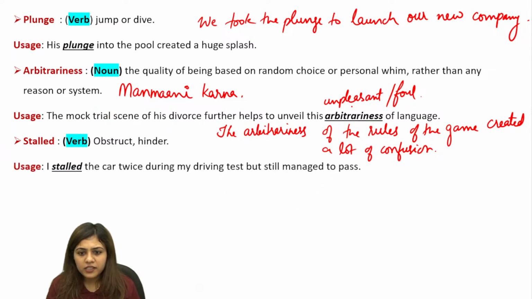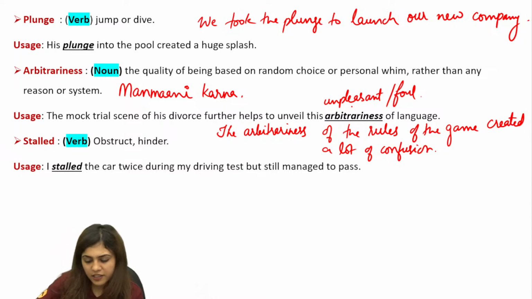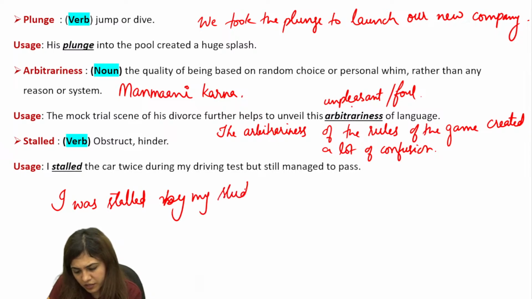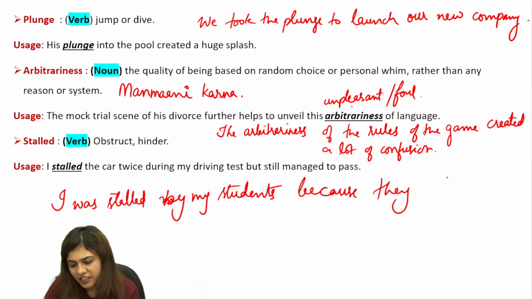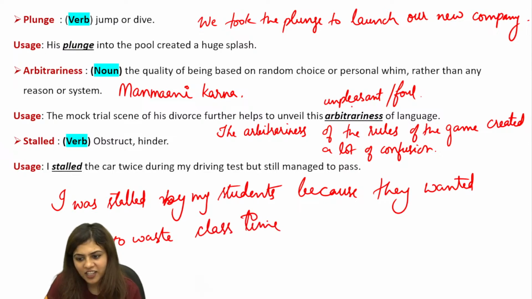Let's see an example. I stalled the car twice during my driving test, but still managed to pass. दो बार मेरी कार जो है वो रुक गई थी, रोक दी गई थी, लेकिन फिर भी I managed to pass my driving test. Another example, I was stalled by my students because they wanted to waste time, right? I hope you have understood this.